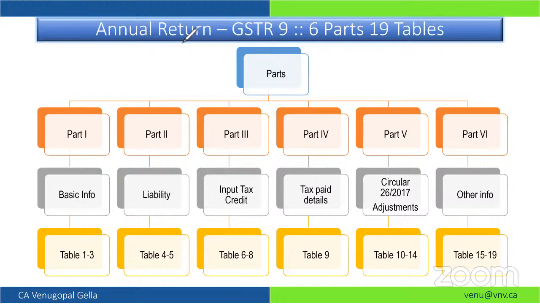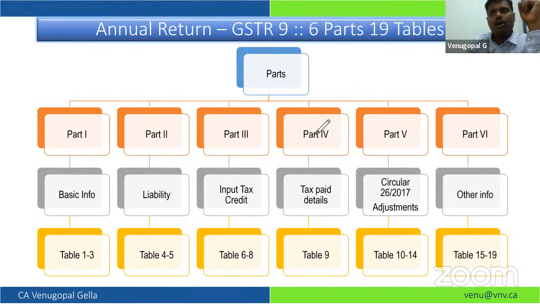If I have not utilized the ITC by mistake, that number was 0, I will add it in the next month. So that means some corrections I will be doing in the subsequent period. The subsequent period can be within the financial year, or it could have been spilled to another financial year.